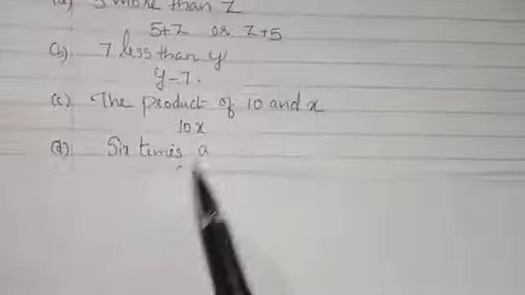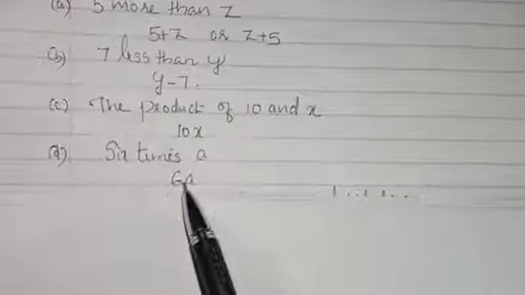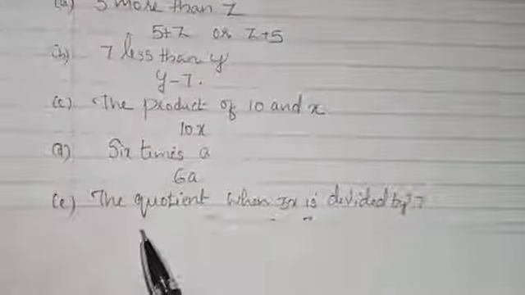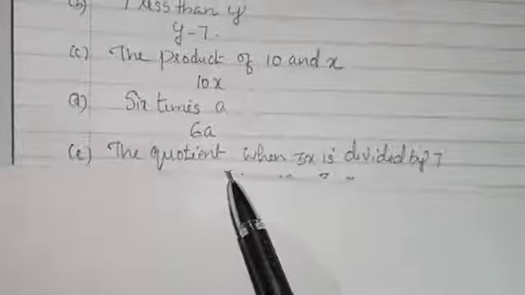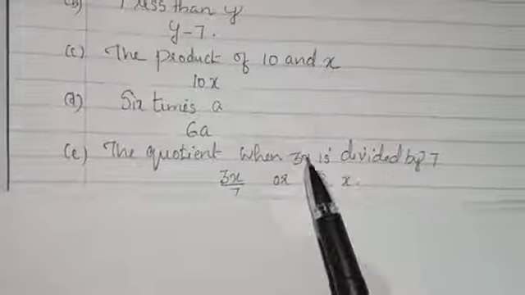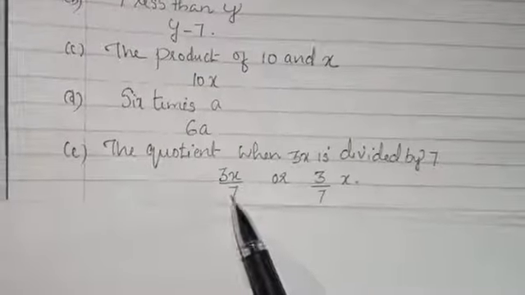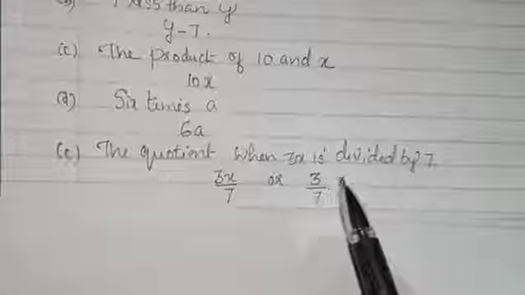Then 6 times a. Times means we use multiplication. So 6 into a, 6a. Then option E, the quotient when 3x is divided by 7. So 3x is divided by 7. 3x divided by 7 or 3 by 7 into x.